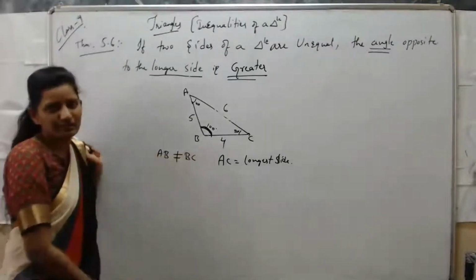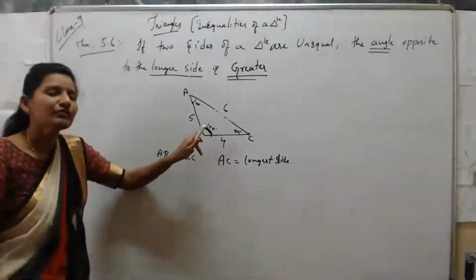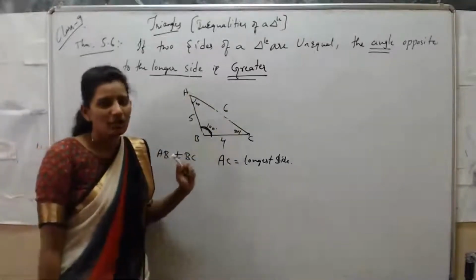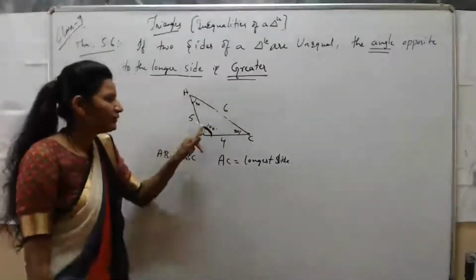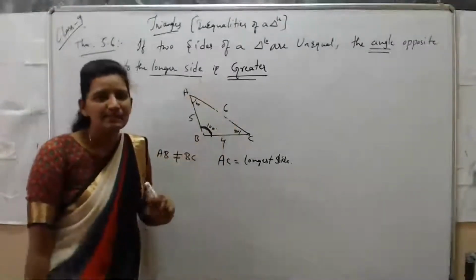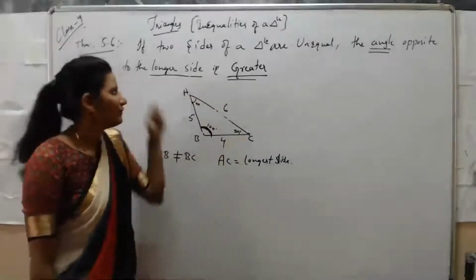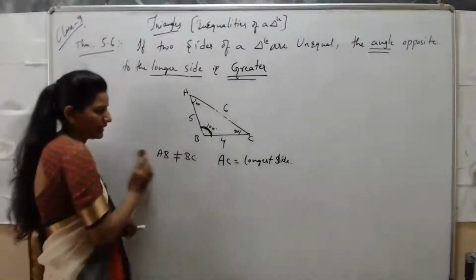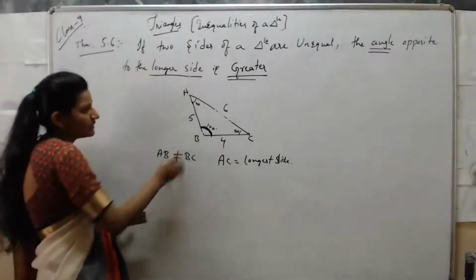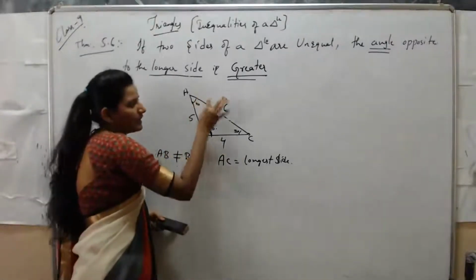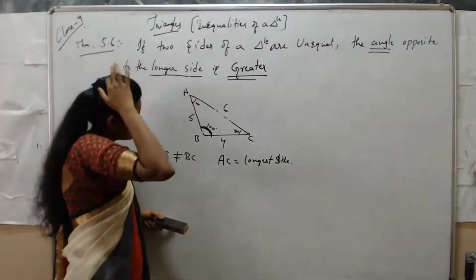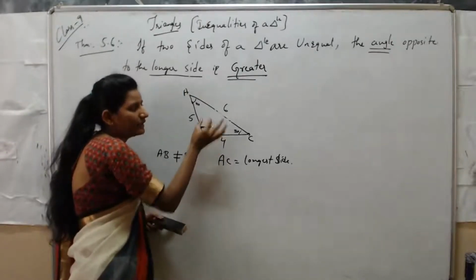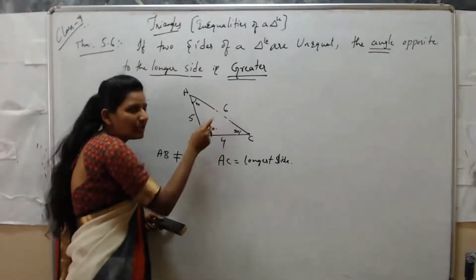5.7 is the converse of this. If B is the greater angle, then AC is the longest side. Anyone can tell. This is the converse of 5.6, meaning the reverse of this theorem. What does 5.6 say? AB and BC are unequal. There is another side, three sides are there for a triangle. If AC is the longest side, then B is the greater angle, the angle opposite to this side.